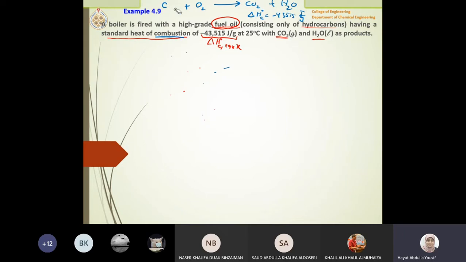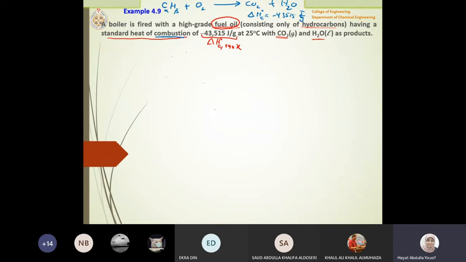But currently, I don't know what that fuel is. They only said it's a hydrocarbon. Hydrocarbon means I have carbon and hydrogen, so it is a CH species, but I don't know which one. I will just call it C alpha H beta. Why do I call it C alpha H beta? Because I don't know what that hydrocarbon is. That's why they give me the delta H of combustion.